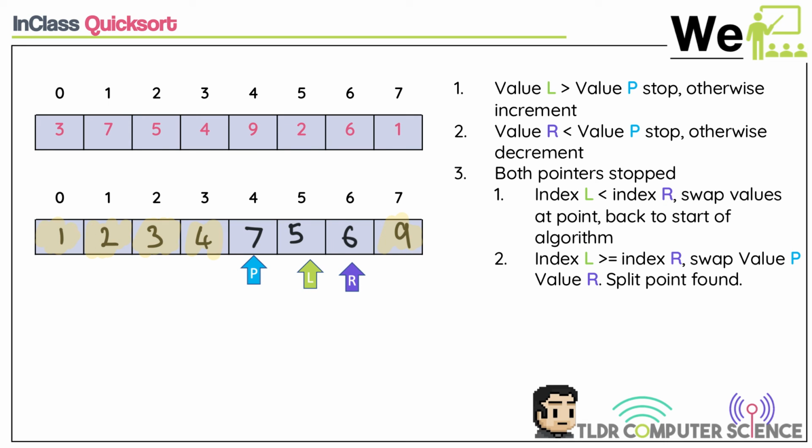And we can see that the value at L, 5, is that higher than 7? No. Is 6 higher than 7? No, but we can't go any further because that's what's left of the list. Is R less than P? Yes, so we stop. It's this one here. L is less than or equal to R because they're both on 6. Swap the value held at R, so 6 with 7. So 6 and 7 are going to swap.